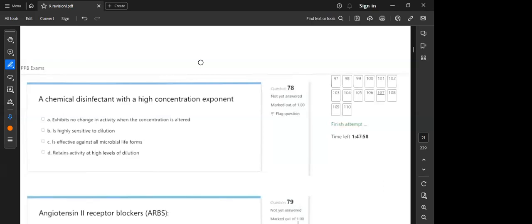I think maybe Sarafina can explain her answer as well. My answer is just simple. I feel like if it's highly concentrated, it means that even if you dilute it, the activity remains high. A high concentration exponent means that the more you dilute it, the less active it becomes, and the longer it takes for the disinfectant to kill the bacteria. If it has a low concentration exponent, it means it's less likely to change when you dilute it. Okay, so then the answer will be B.